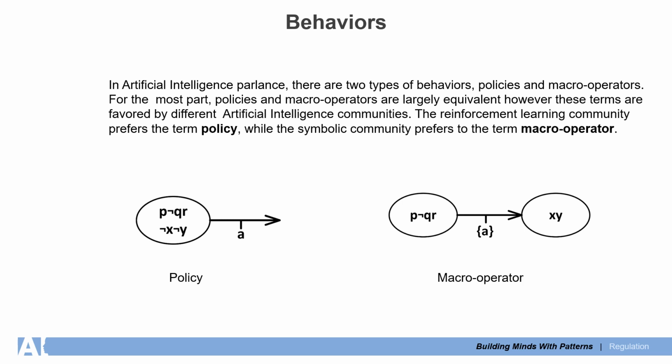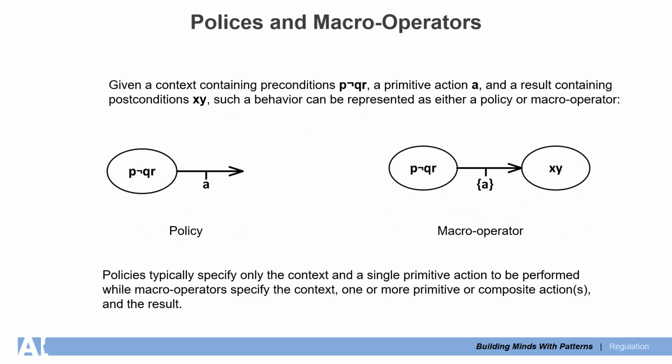In artificial intelligence parlance, there are two types of behaviors: policies and macro operators. For the most part, policies and macro operators are largely equivalent. However, these terms are favored by different artificial intelligence communities. The reinforcement learning community prefers the term policy, while the symbolic learning community prefers the term macro operator. Given a context containing preconditions P, not Q, R, a primitive action A, and a result containing postconditions x, y, such a behavior can be represented as either a policy or macro operator. Policies typically specify only the context and a single primitive action to be performed, while macro operators may specify the context, one or more primitive or composite actions, and the result.